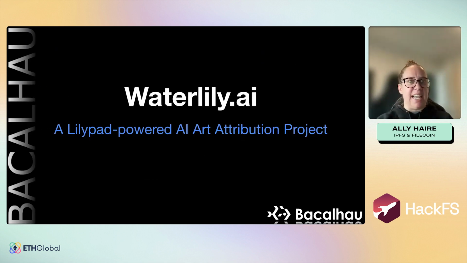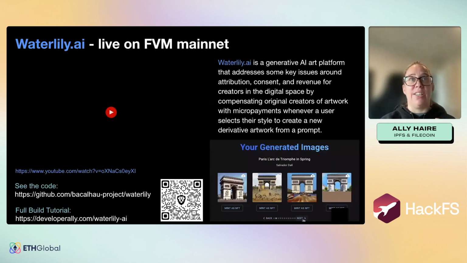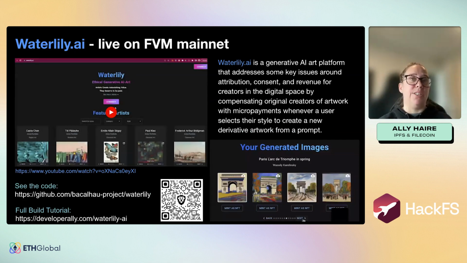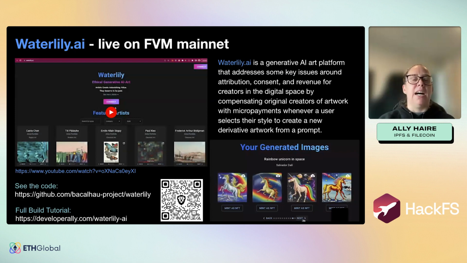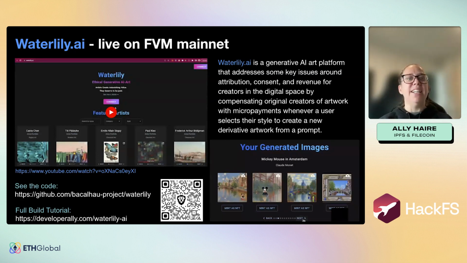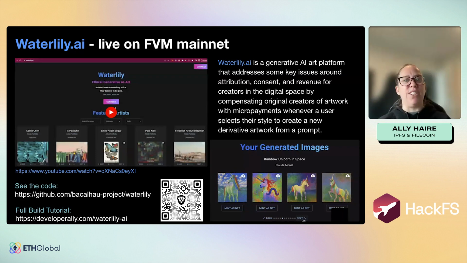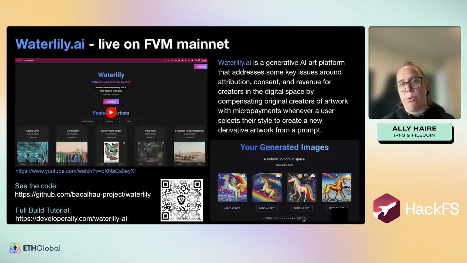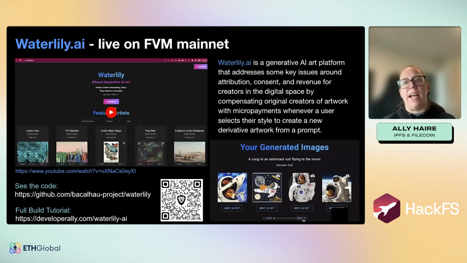Just as an example of what's possible when you can combine the features of blockchain with a decentralized off-chain compute network, I wanted to show you Waterlily.ai. This is based on the Lilypad tech. Underlying this application, we are using both Bacalhau and Lilypad on a private network, and there's a full blog on this as well. You can go and have a look at that at developerally.com. Anyway, what is it? Waterlily is a first of a kind user-facing app, and we aimed to provide a more equitable paradigm for generative AI art platforms.